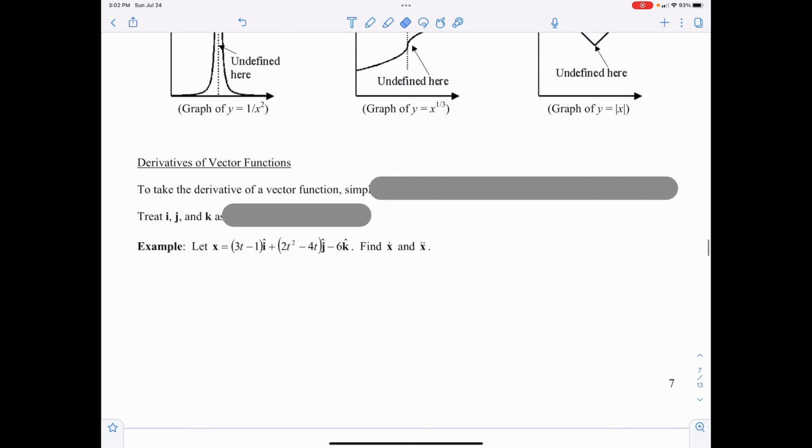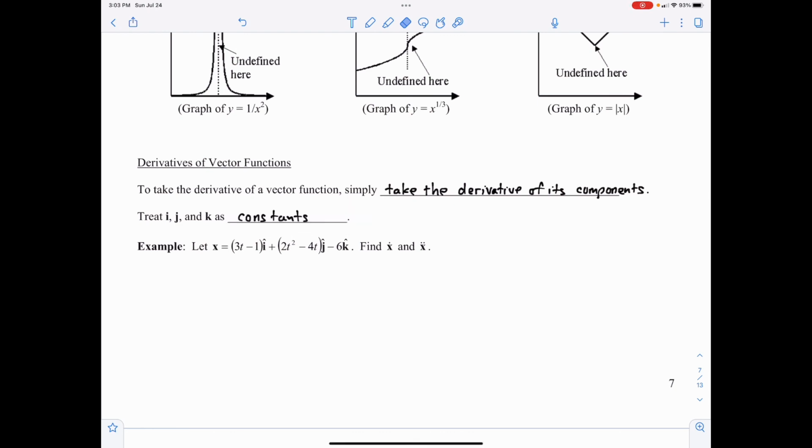Derivatives of vector functions. To take the derivative of vector functions, simply take the derivative of its components. So treat i, j, and k as if they were constants. Okay, let's take a look at this last example. Let x equal (3t minus 1)i plus (2t squared minus 4t)j minus 6k. Find x prime, the first derivative, and x double prime, the second derivative.